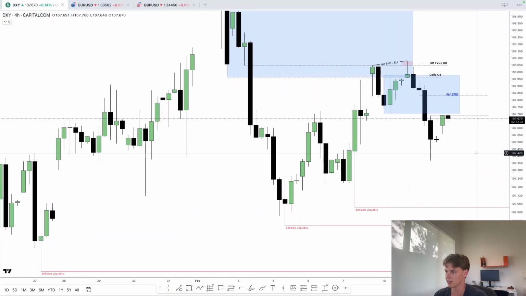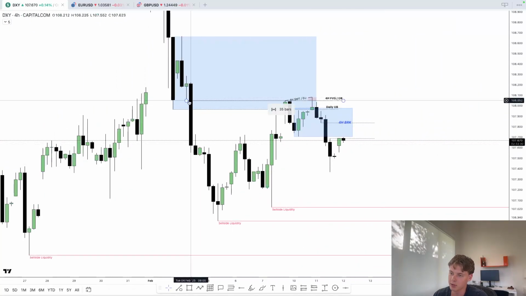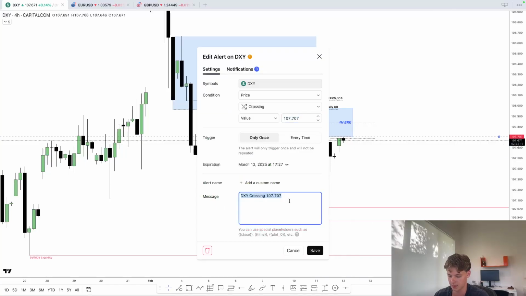Just going into detail on the 4-hour time frame on the DXY, we can see that it came into this order block and essentially created a market structure shift right here. And now we are pushing higher and we have left the daily gap open. We are in this 4-hour fair value gap, not yet into the breaker. I will set an alert at that 4-hour breaker with you guys.